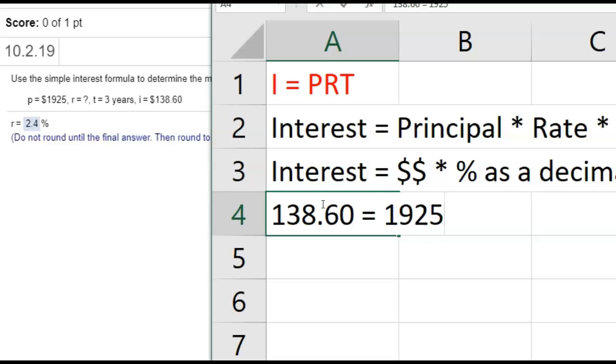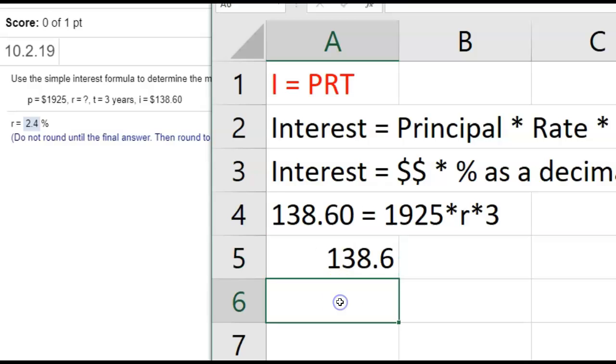So 1925 multiplied by our interest rate, which we don't know yet. So I'm just going to put an R there, and then multiplied by our time in years, which is 3 here. So put a 3. So we need to get R by itself so we can solve for what it is. With multiplication, it doesn't matter what order you do multiplication in, you'll get the same result. So I can go ahead and do 1925 times 3 on the right side here.